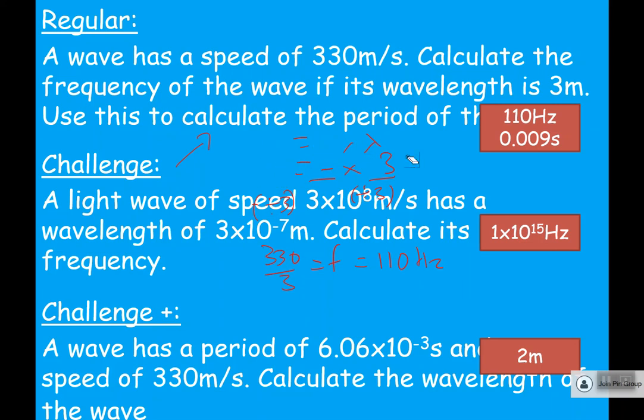Now, what they like to do is bring in the period equation as well, as we've got in here, and they will also bring in standard form. This number here, that is the speed of light in a vacuum. Just be careful, just make sure you're aware of how to do standard form.